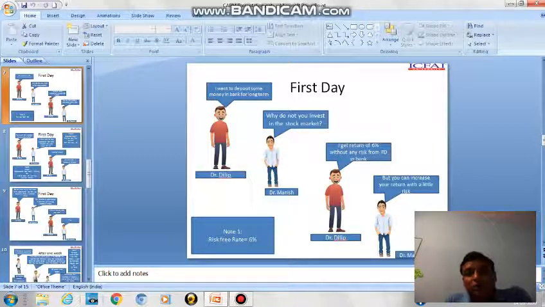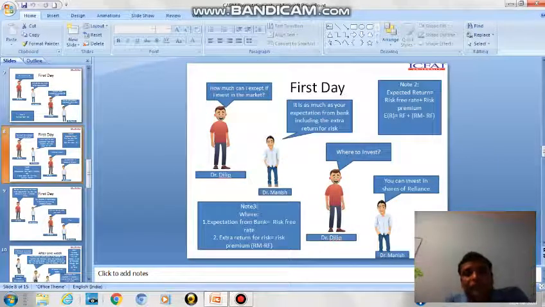Then Dr. Dilip assured him, I get a return of 6% without any risk from an FD in the bank. Then Dr. Manish replied to Dr. Dilip, but you can increase your return with a little risk. In this slide, you have to note one thing, that is the risk-free rate. Here, the risk-free rate is 6%. How can we say 6% is risk-free? Because an FD offers a fixed rate of return. There is no chance of fluctuation in the expected return. So we can say this 6% is risk free.